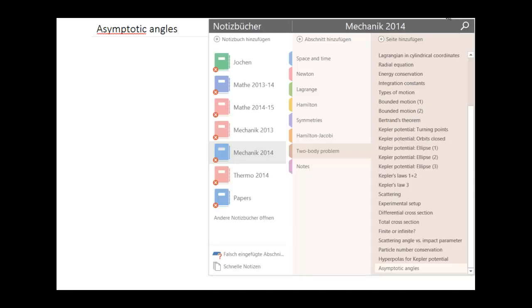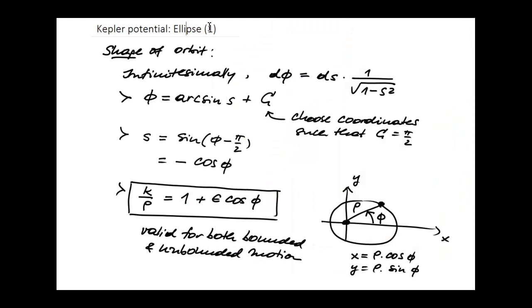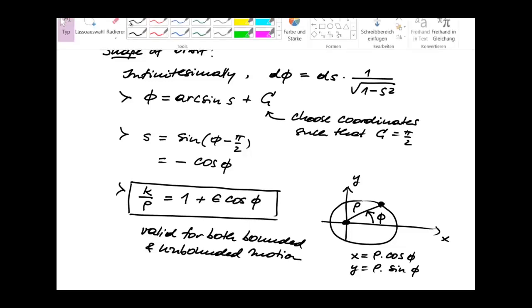So what we should do next is we should try to calculate, to determine the asymptotic angles. And to do so, I would like to recall from our discussion of the Kepler problem the equation that we had found.